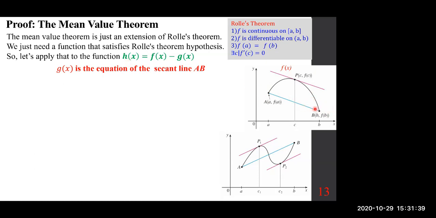So the difference between this function and this function, we give the name h of x. Now this function is f of x, not a big deal. But what is this other function? This is a secant line, everybody. Can we come up with the equation of a secant line? Yes. We have two points. We come up with the slope, and y minus y1 equals m times x minus x sub 1. So let us write the equation for the secant line, and we're going to call it g of x. So let's see how it works.